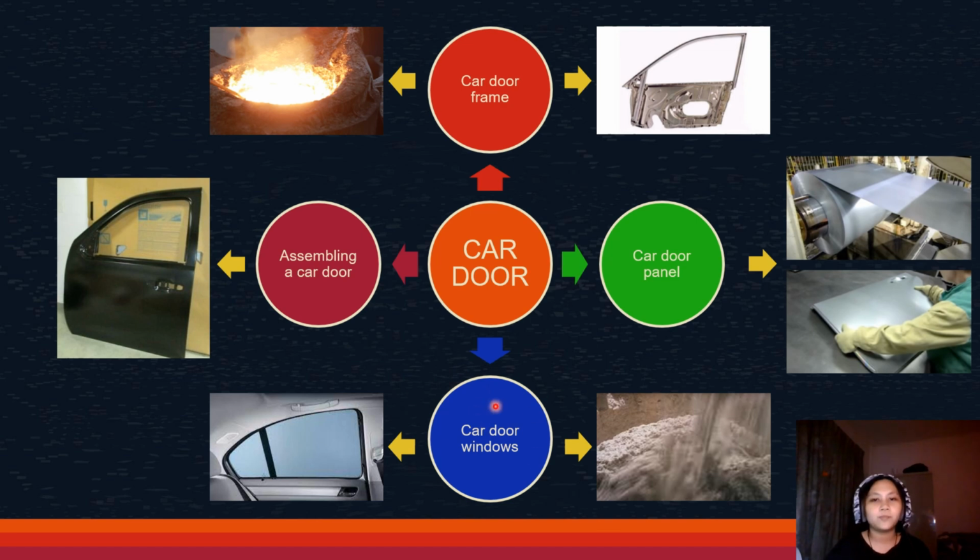The third component, the car door windows, goes through non-metal forming processes. The raw material is sand, but this sand is also mixed with dolomite, limestone, and also broken or colored glasses in order to stabilize the reaction. And this is the final product, the car door windows, the glasses. And last but not least is the joining process of assembling a car door. This will be the final progress of our product, which is the car door.